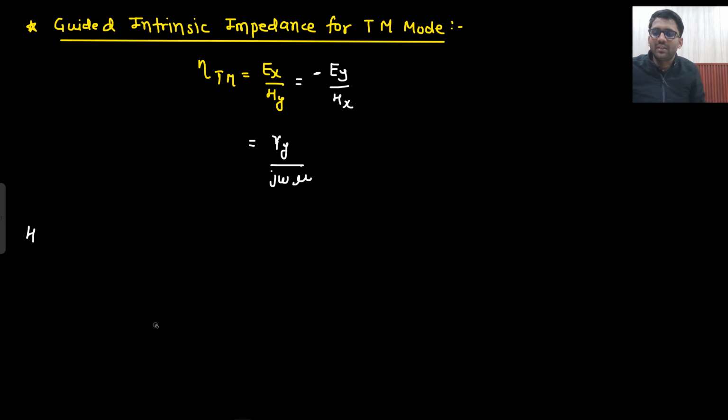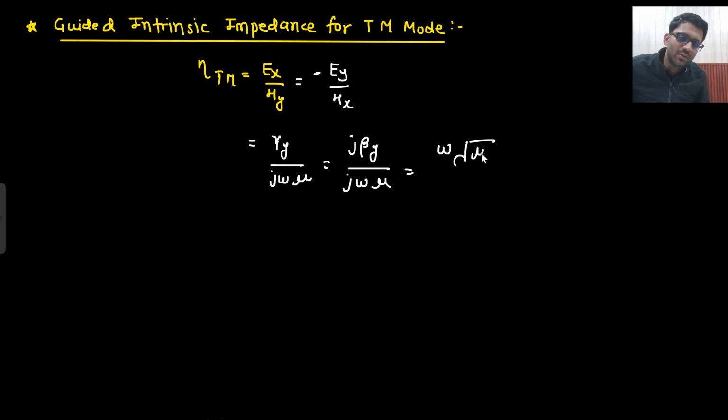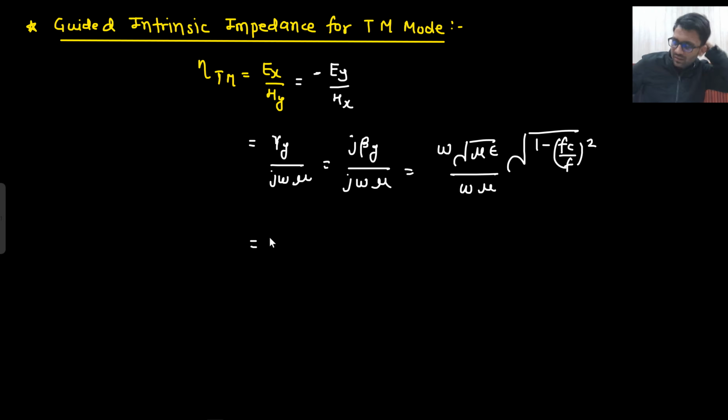And what can gamma g be replaced with? Gamma g can be replaced with j beta g upon j omega mu. And what can beta g be replaced with? Omega under root mu epsilon, that is your beta, then under root 1 minus fc by f whole square divided by omega mu. Then here, omega gets cancelled, so... did something go wrong?